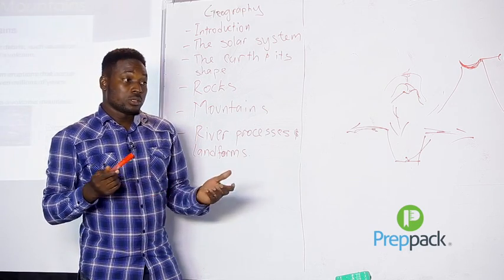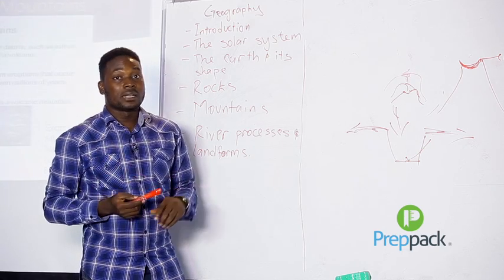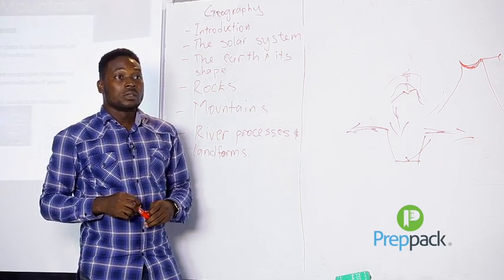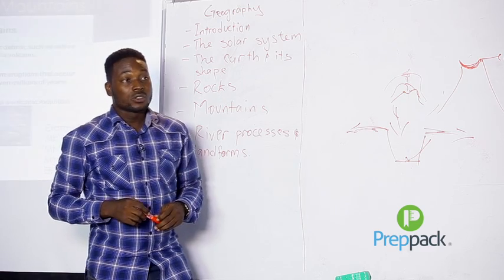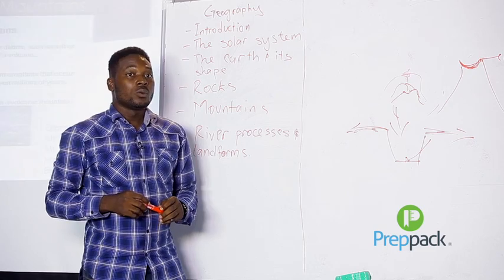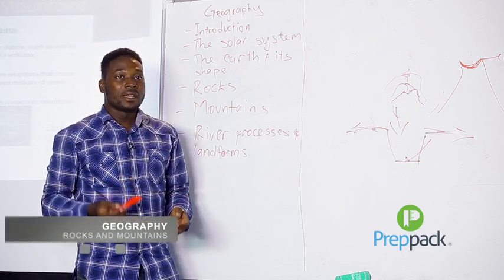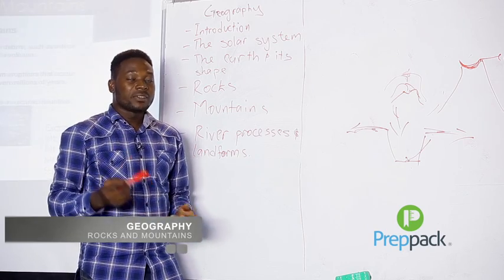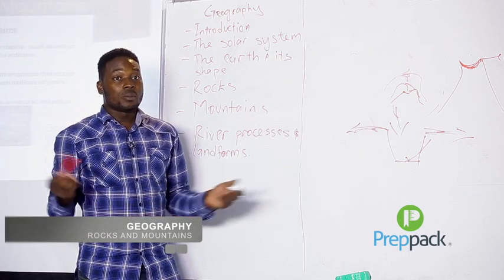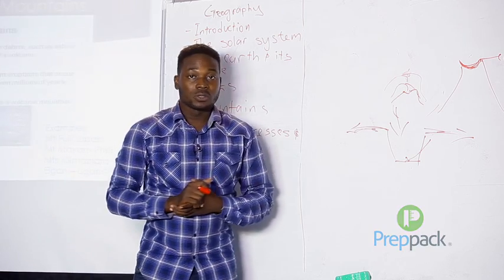And these days, we have active volcanoes and we have dormant volcanoes. Some are still active, some are dormant. So when we're treating volcanoes, we're going to be exploring the different kinds of volcanoes we have, the active ones, the impact of the eruption, and the dormant volcanoes. And with that, we come to the end of mountains.